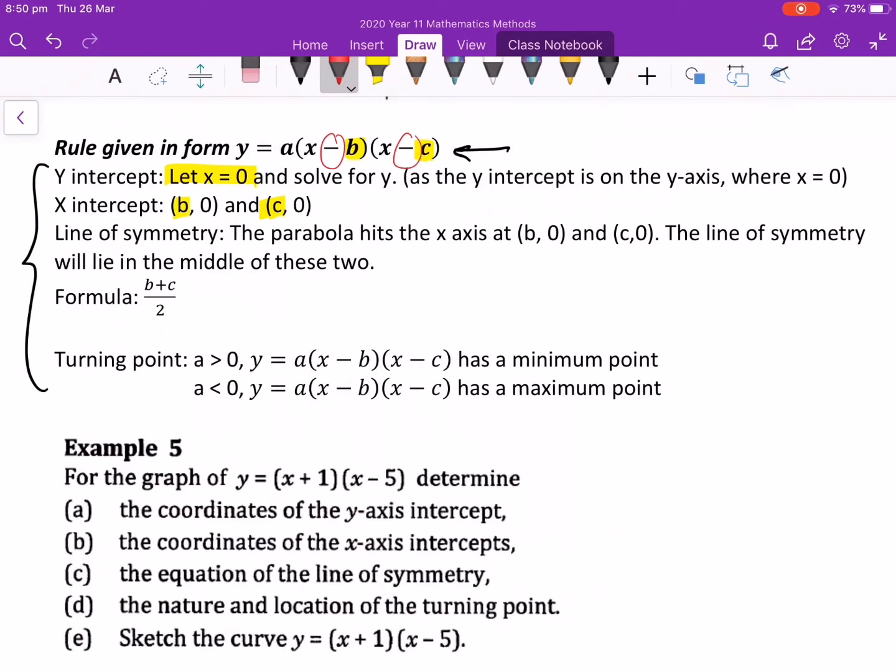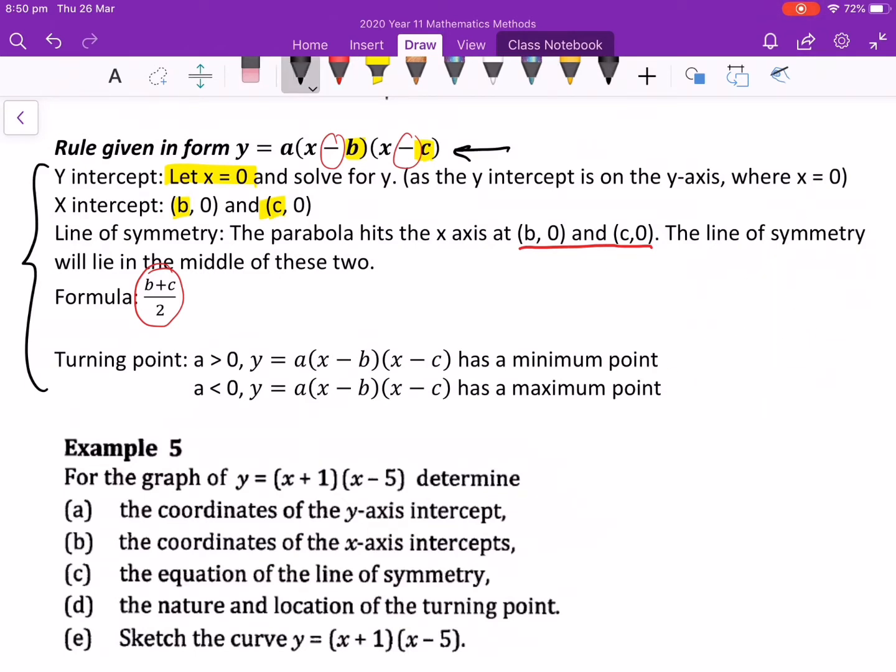I've got my line of symmetry. The parabola hits the x-axis at b and c, so basically those coordinates there, and the line of symmetry is going to lie in between these two points. So if you imagine you've got a quadratic that looks like this, with your two roots here, your line of symmetry is going to be right smack bang in the middle between those two. So you're going to be using this formula here to find the line of symmetry. Okay, let me just erase all this.